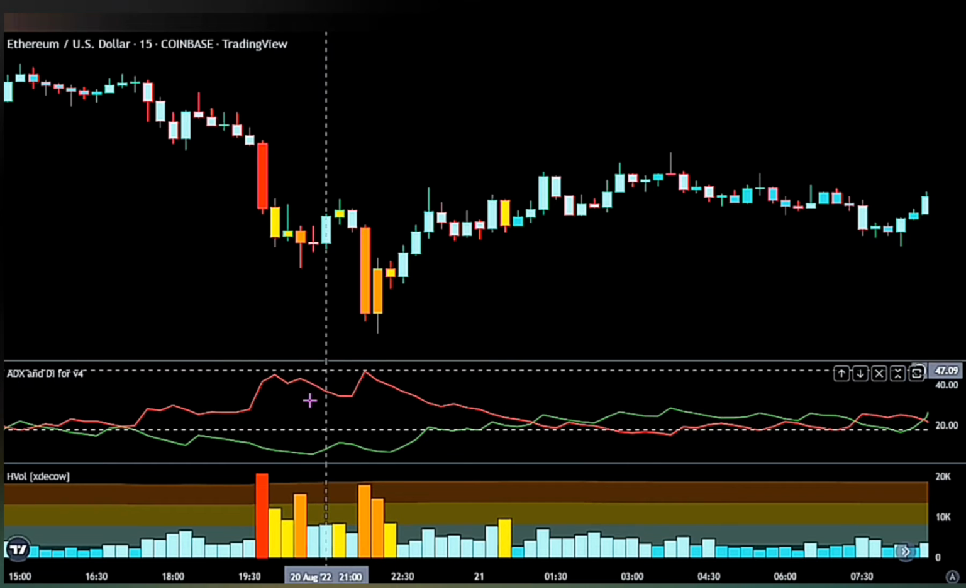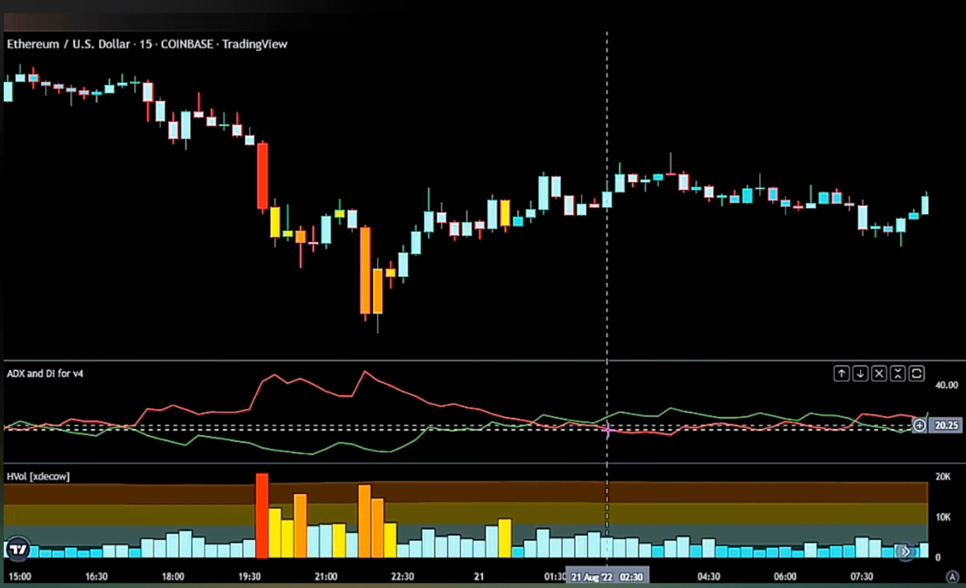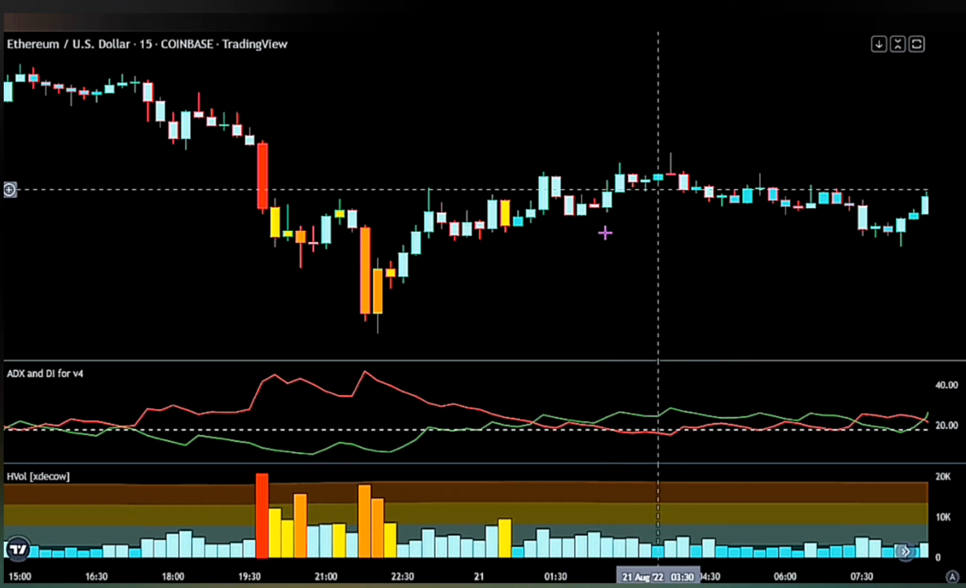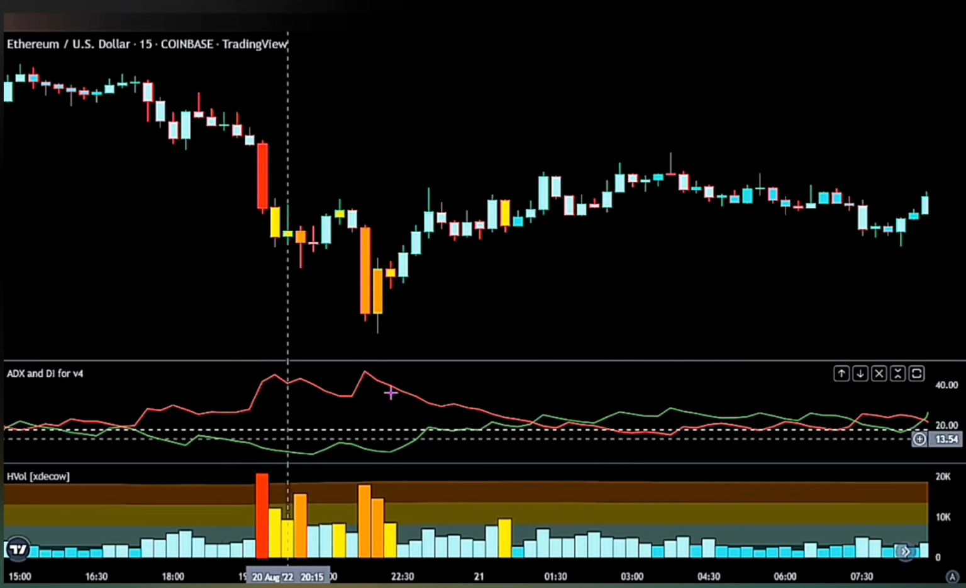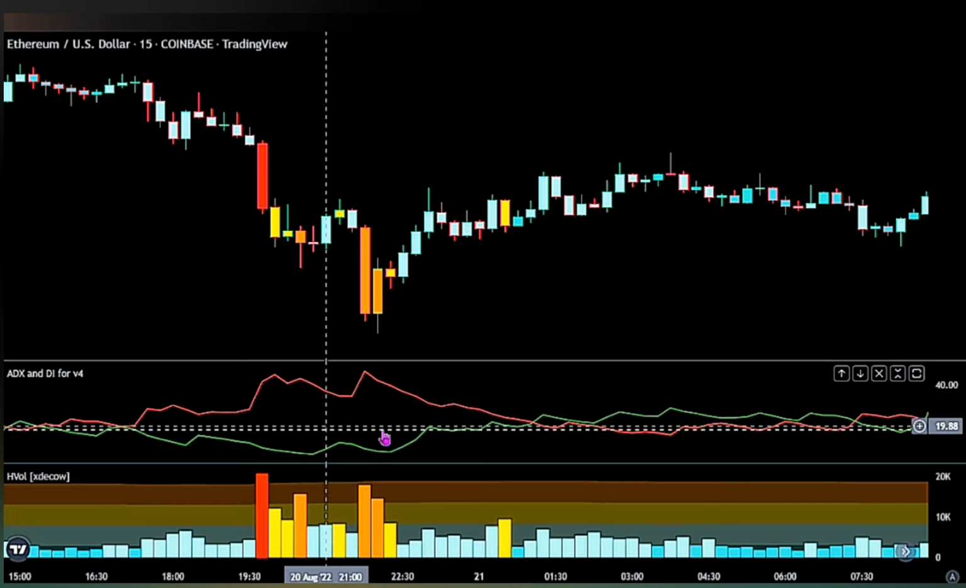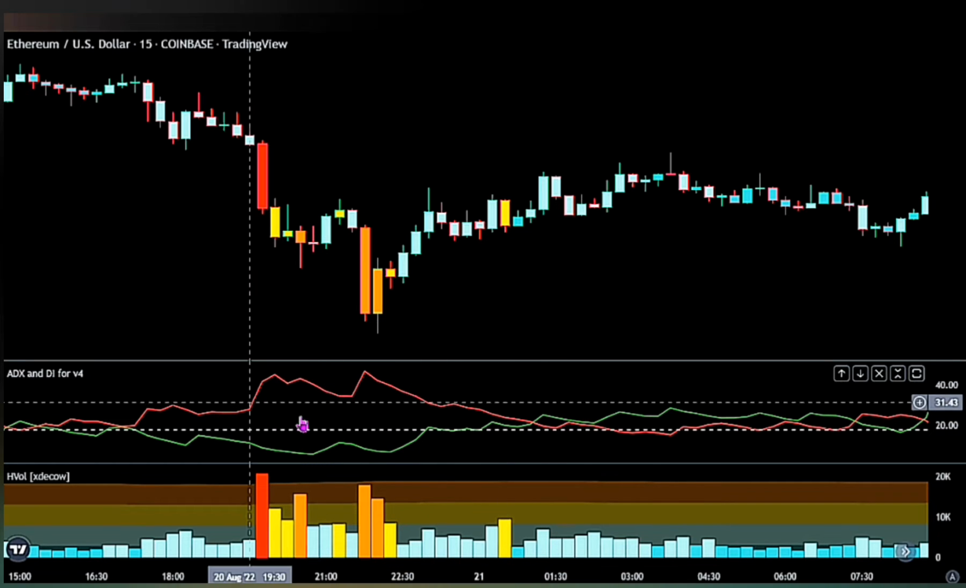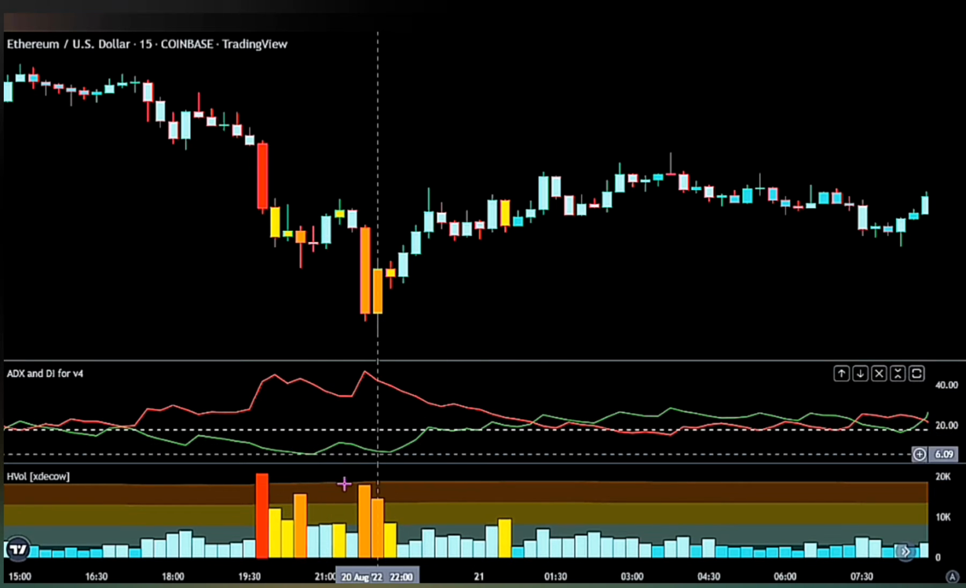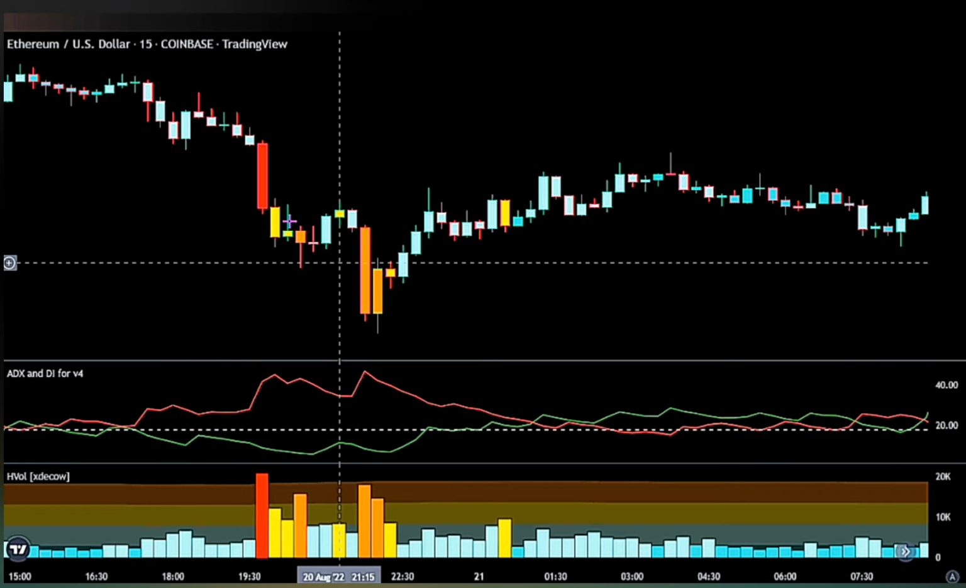Now for the DI, when the green is above the red moving average, it shows we are in a bullish trend, and when we see the red above the green, it shows we are in a bearish trend. Also, when it's above the white line, it shows that there is more momentum in the market. Likewise, when it's below the white line, it is a sign that there is less momentum in the market.